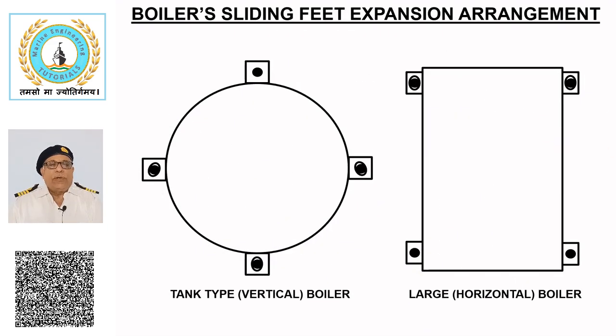Boiler sliding feet expansion arrangement. This sketch shows the sliding feet expansion arrangement for both vertical and horizontal boilers. All large boilers are equipped with a sliding feet expansion arrangement to prevent their distortion. Horizontal boilers have two fixed feet and two sliding feet with provision for lubrication. Nuts are loosely fitted on the mounting bolts for the sliding feet.